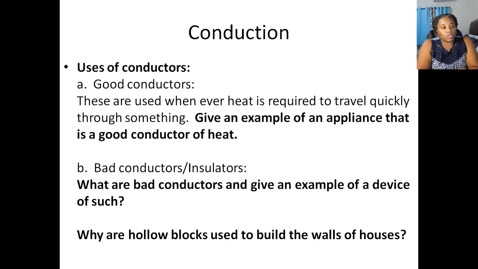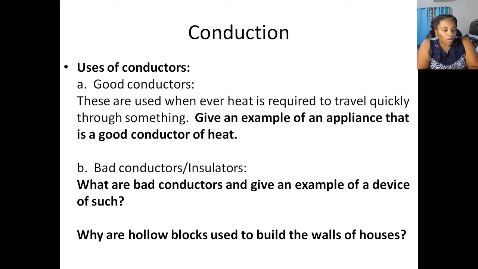Uses of conductors. Good conductors are used whenever heat is required to travel quickly through something. So let's give an example of an appliance that is a good conductor of heat. Right, pots. Now, bad conductors or insulators are used because they don't transport heat well. Examples of insulators are wool, mittens, paper, wood, rubber, things like that.